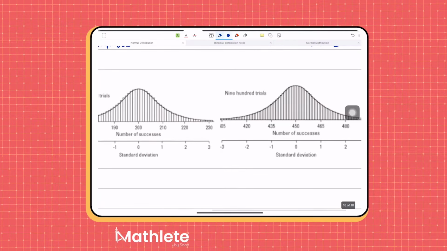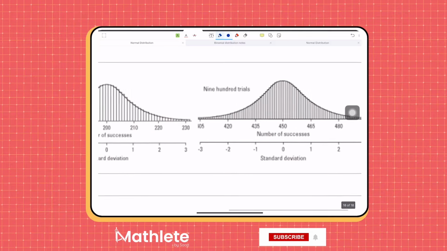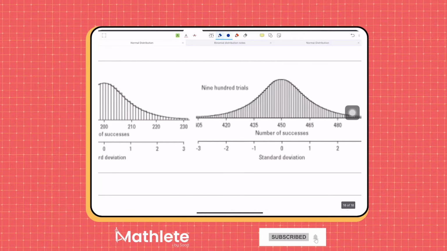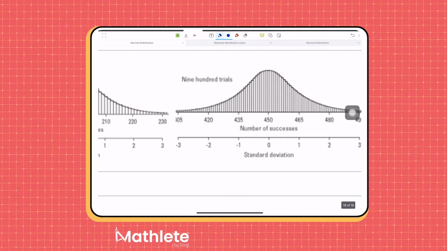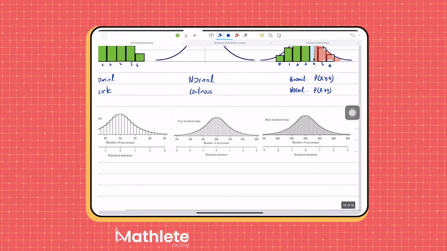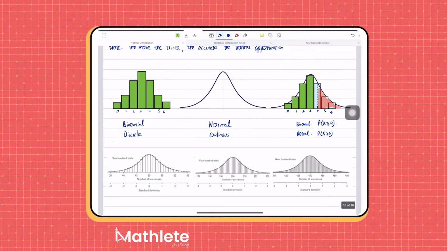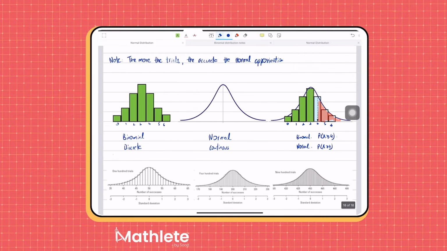Then you can see that every bar is almost inside of the normal distribution curve. That means if you calculate the probability using binomial distribution or using normal distribution, they both will be very close to each other, which is why we say that the more the number of trials, the more accurate the normal approximation. So this was just a bit of theory. You might get a question on why it is not accurate or why it can be considered accurate. So just remember, the more the number of trials, the more accurate the normal approximation.